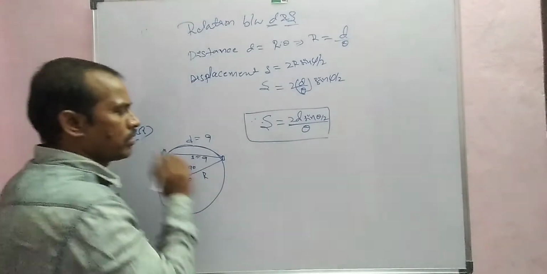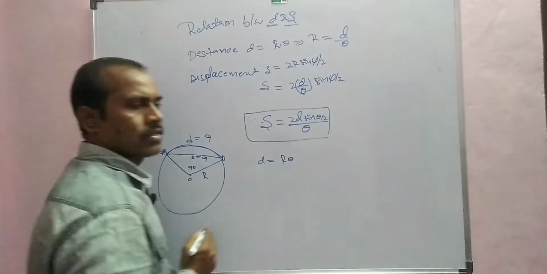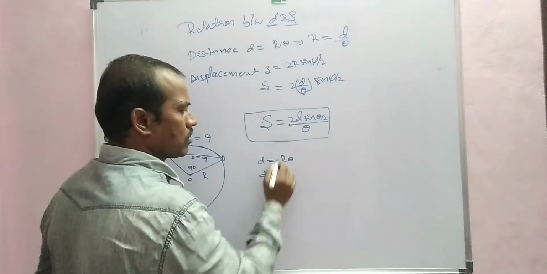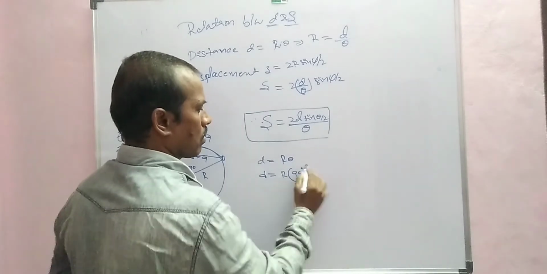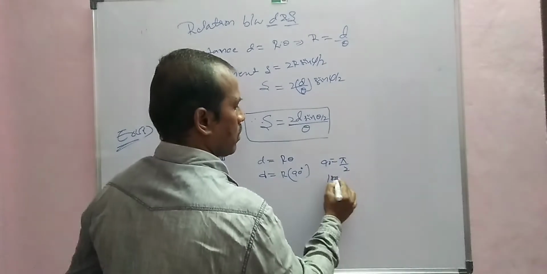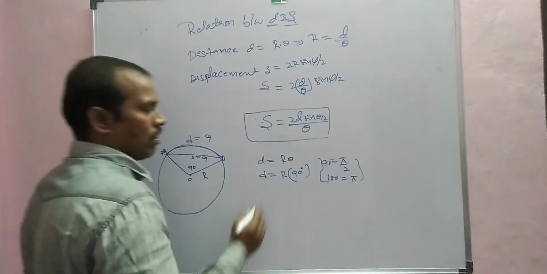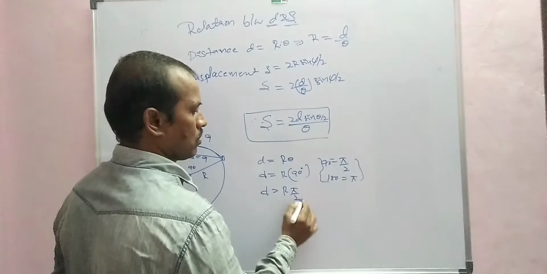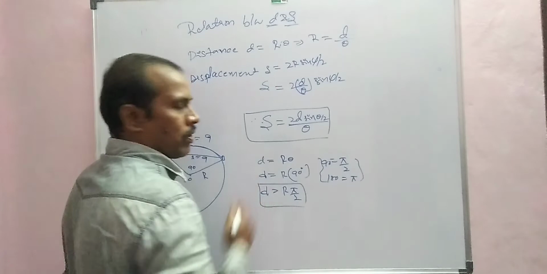First, the distance. Distance is equal to r theta. Here theta is equal to 90 degrees, which is nothing but pi by 2, since 180 degrees is equal to pi. So distance is equal to r times 90 degrees, that is, pi by 2. This is the distance of the person: r pi by 2.